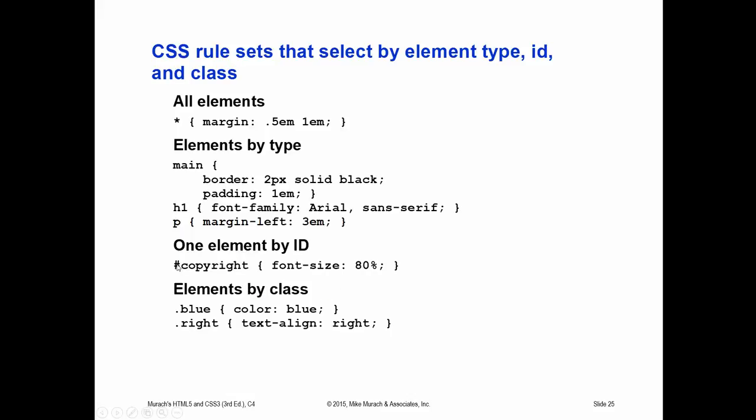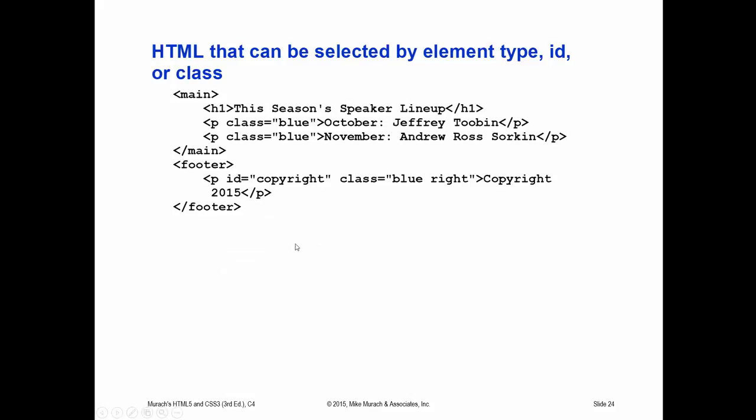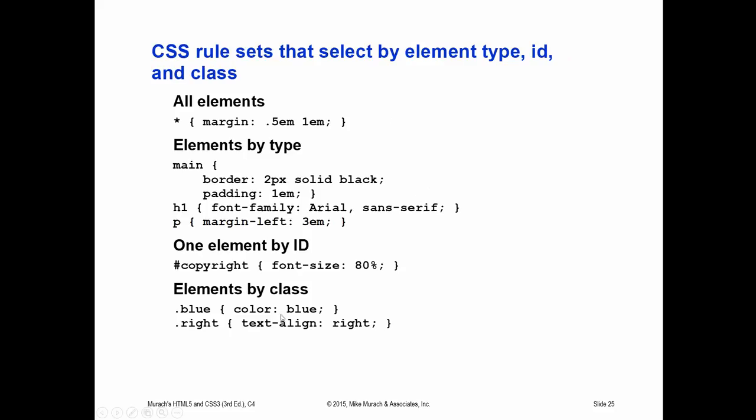This has the hashtag, which means that copyright is an ID. These have the period, which means blue and right are both classes. Blue says whatever we're using it on, the color should be blue. Right says whatever we're using it on should be text aligned right. So blue right, these are two different classes. We're applying the blue class and the right class. Notice you put a space between them, not a comma.